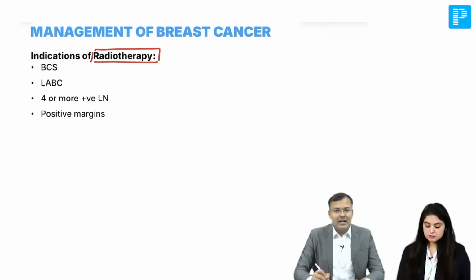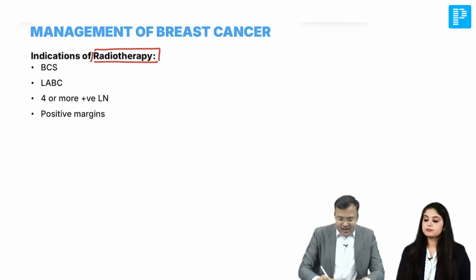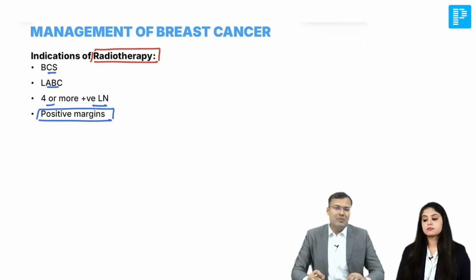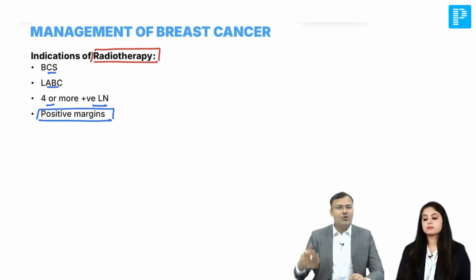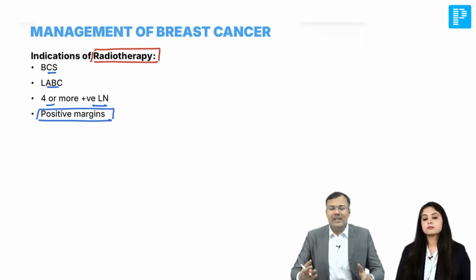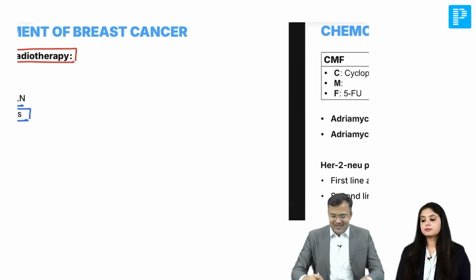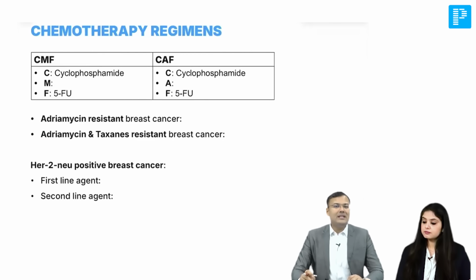Ma'am was telling about margin. We people are too much bothered about the margin. Guys, so any patient who is having breast conservation surgery, locally advanced breast cancer, how many lymph nodes are positive? 4 or more, and most important, yes, positive margins. So in all these cases, you have to kill the tumor cells locally, you have to decrease the risk of recurrence, so you have to give radiotherapy. Right? Next, what are the chemotherapy regimens we are giving?